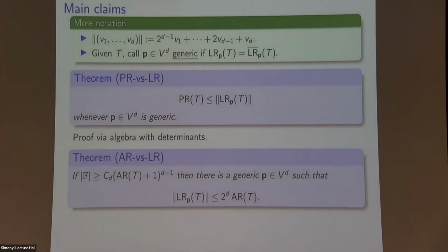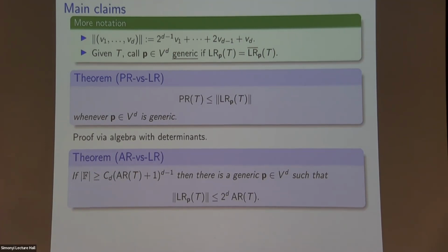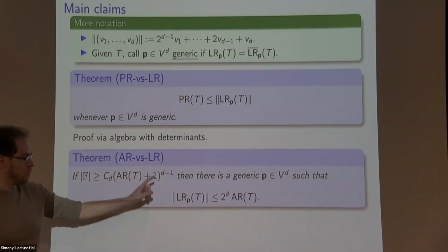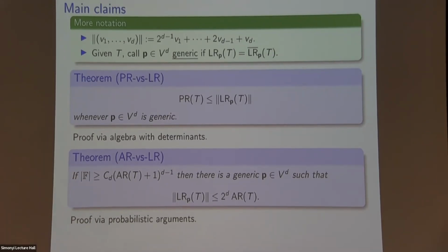The other half is in the other direction. We bound from above the norm of the local rank at a generic point. Maybe I should say it the other way around. Assuming that the field is large enough, we can show that there is a generic point in our sense. And moreover, the local rank at that generic point is bounded in terms of the analytic rank. And the proof here, again, no geometry, it's only a probabilistic argument, analyzing a certain random walk. The important part is that to get a generic point, I need the field to be large, and large here still means depending on the analytic rank.